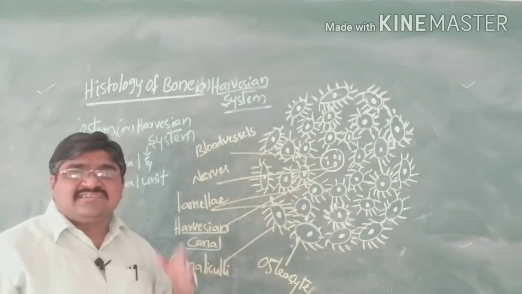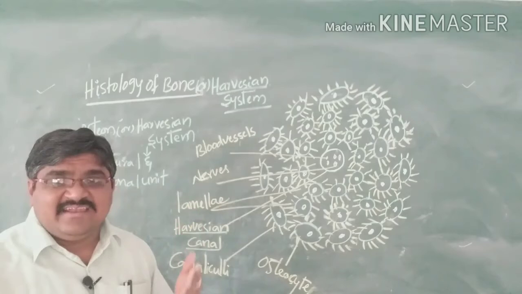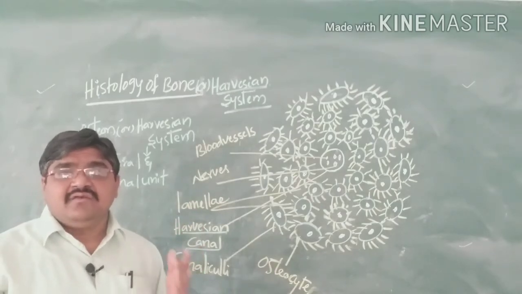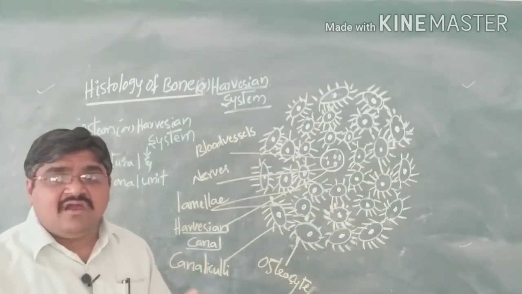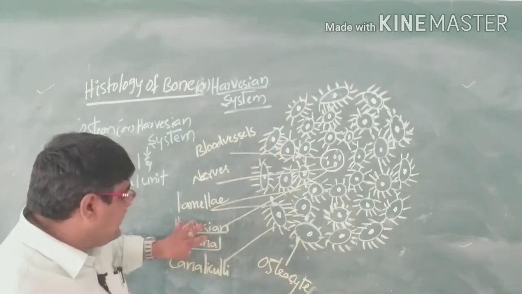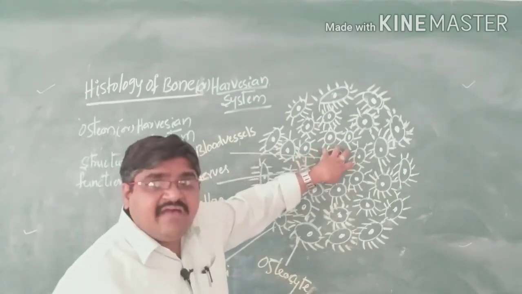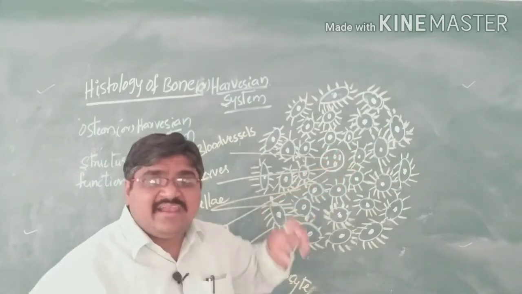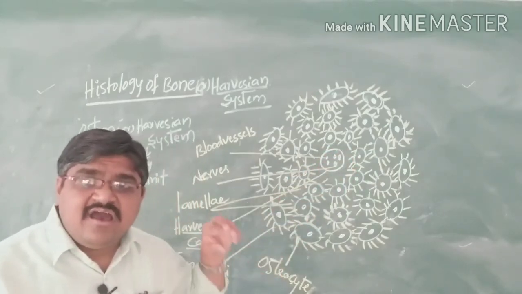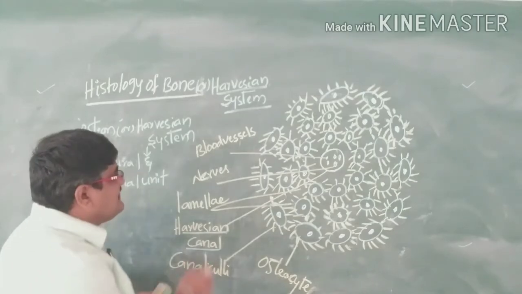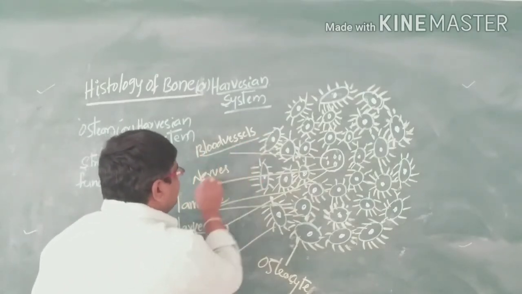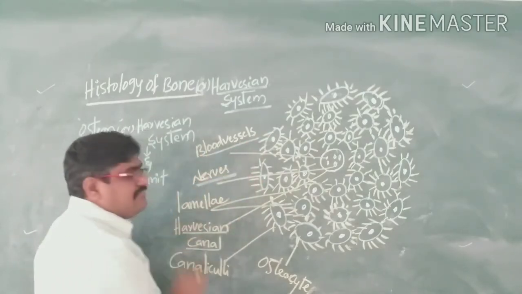If you see a transverse section of one Haversian system, in the center of the Haversian system there is a Haversian canal. In this Haversian canal, here it consists of blood vessels as well as the nerves.